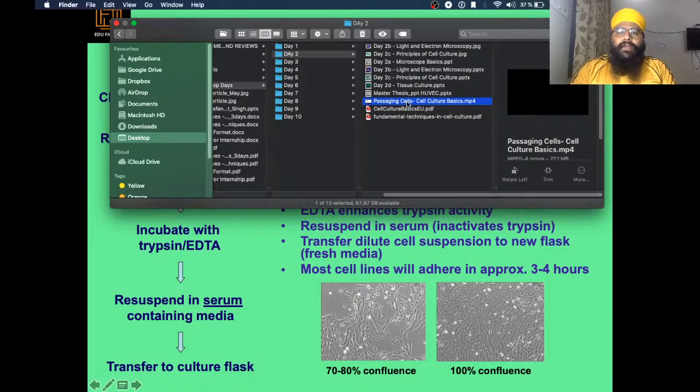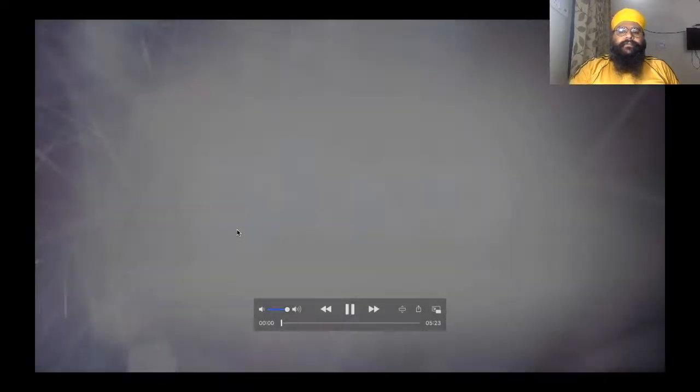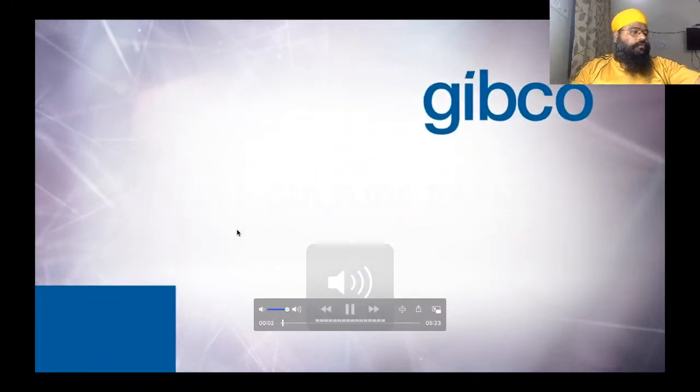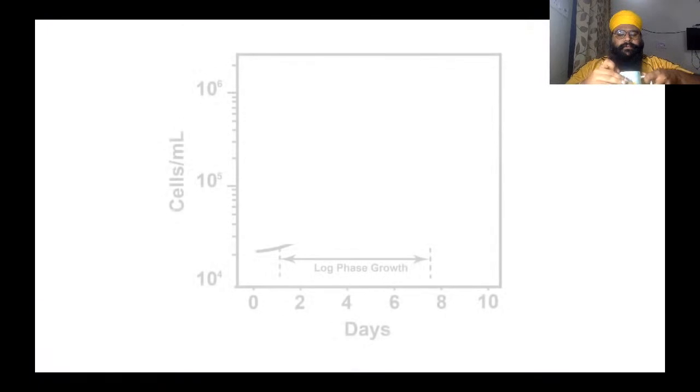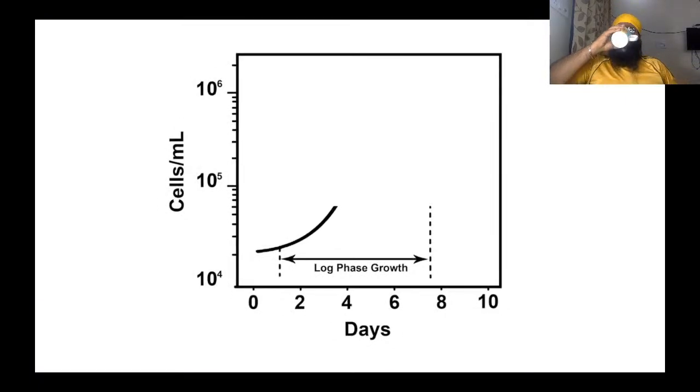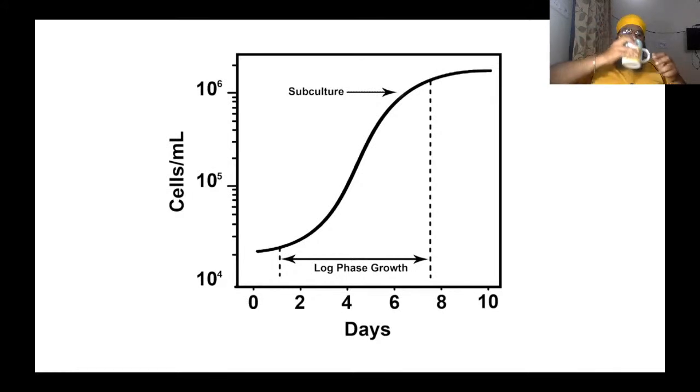So let's check how the passaging of cell culture is done. The growth of cells in culture follows a standard pattern. A lag after seeding is followed by a period of exponential growth called the log phase. Cells should be passaged when they cover the plate, or the cell density exceeds the capacity of the medium. Maintaining log phase growth will maximize the number of healthy cells for your experiment.